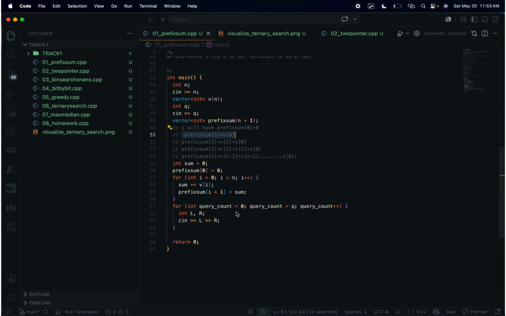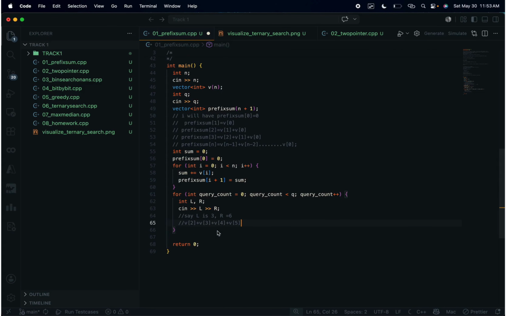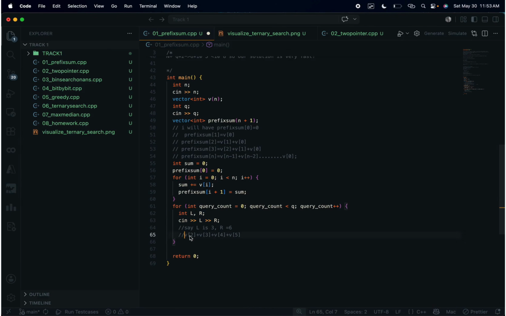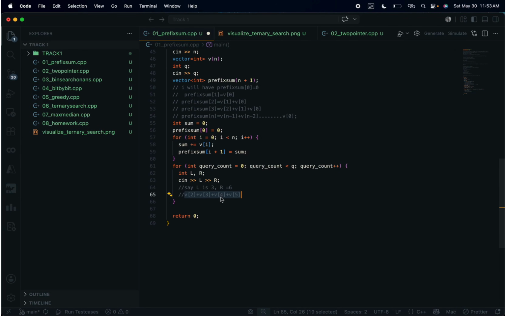Right? Perfect. So whenever we get L and R, say L is 3 and R equal to 6, we are actually interested in finding v of 2 plus v of 3 plus v of 4 plus v of 5. This is just because whenever questions give indices L and R, they are 1 indexed, meaning they start from 1, but in our vector v, the indices start from 0.